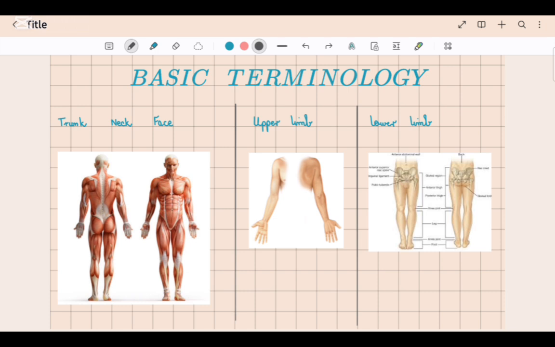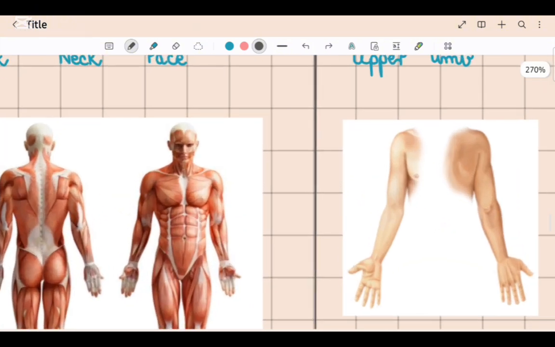to learn about the basic terms which are used in gross anatomy and are very much important if you want to study the upcoming modules easily. So let's just start. First, we are going to learn some terms in relation to the trunk, neck, and face.